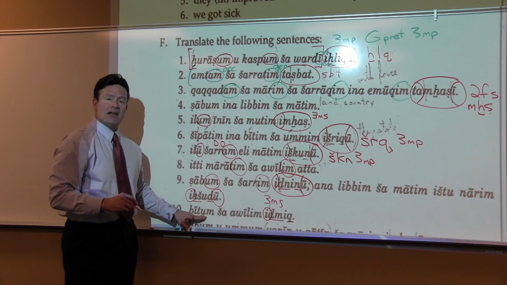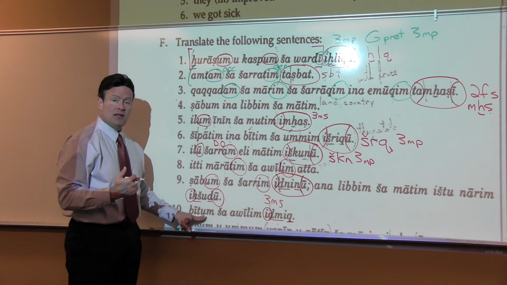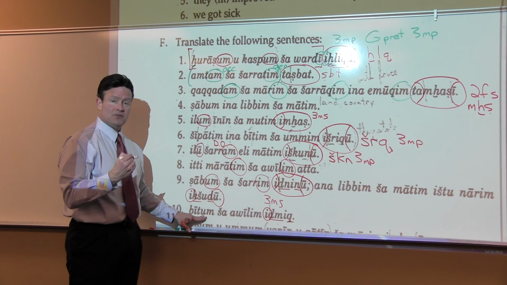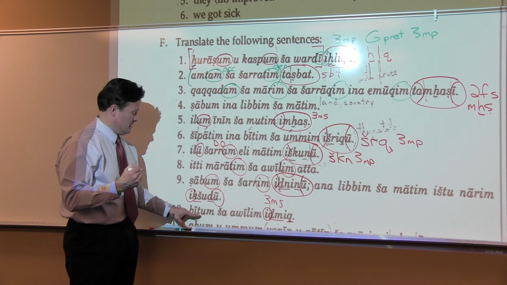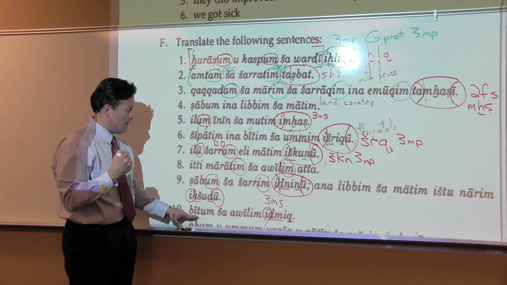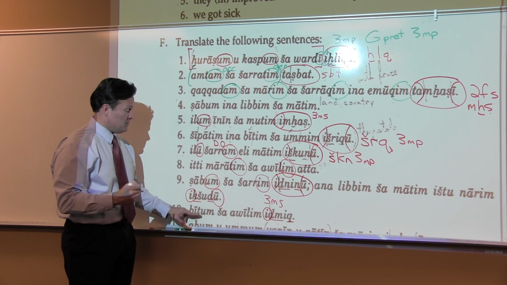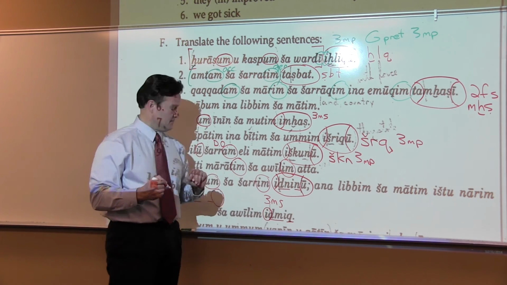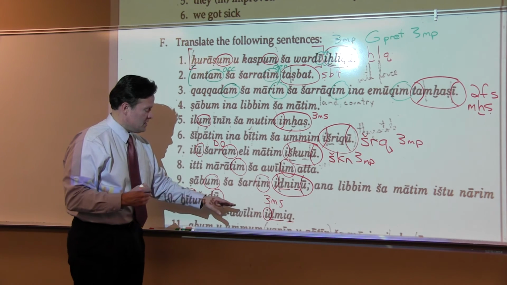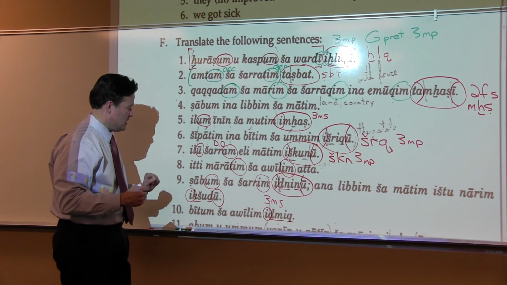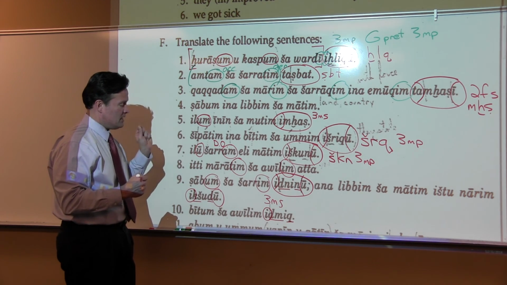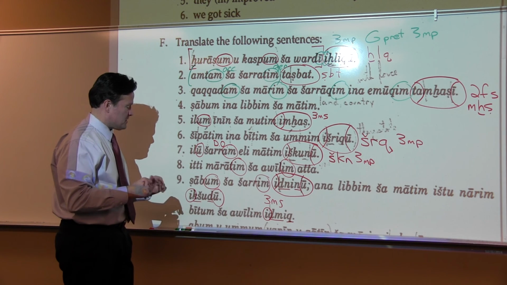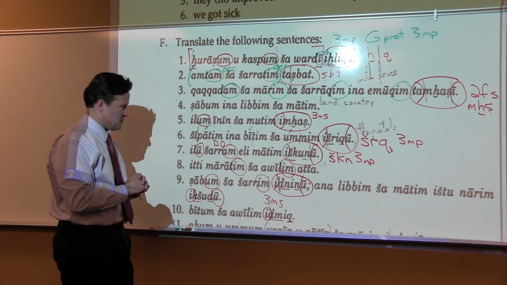You learn the word bayith is house in Hebrew. The construct form of house is beith. In Akkadian, bitum. The house of the peer prospered. The house of the awilum prospered. Bitum sha awilim idmik. The house of the awilum prospered.